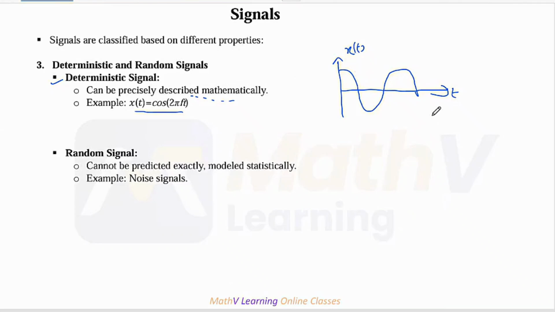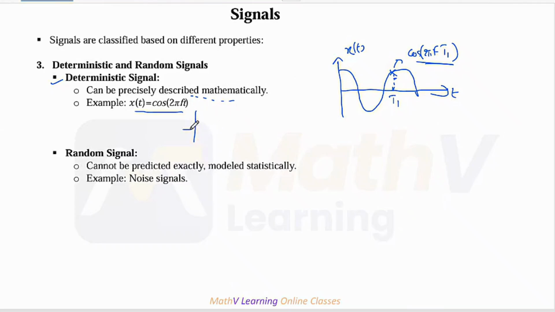Okay, so I can define, right? At a particular instance, say a time t1, we can definitely state the value of this signal x of t. What is that value? That is cos 2 pi f into t1. So after substituting t1, we definitely can say, okay, at t1 instant this signal will have this particular type of value. Okay, so such type of signals are known as deterministic signal.